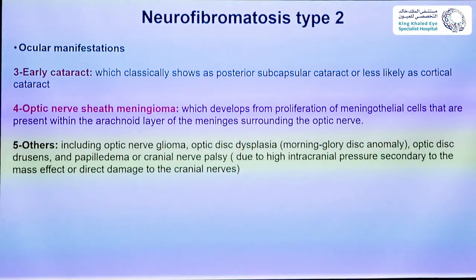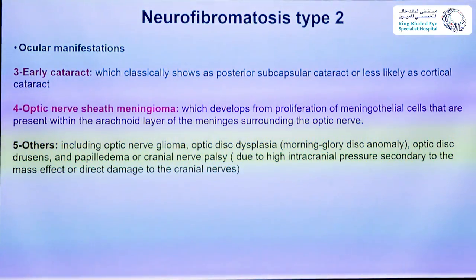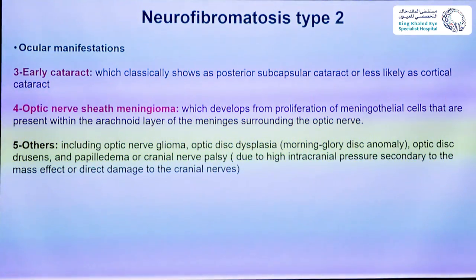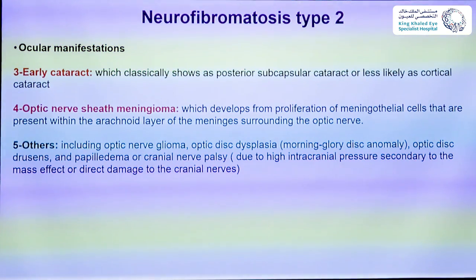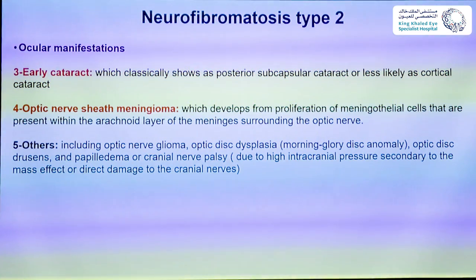This is in contrast to glioma, as we know, because glioma is the proliferation of glial cells, that is, the proliferation of the nerve itself. This is in contrast to meningioma, which is proliferation of the meningoepithelial cells that are around the optic nerve. But again, you can also have optic nerve glioma, and you can have any optic disc lesions, including morning glory. You can also have papilledema and cranial nerve palsy, as in NF1, because of what? Because you have mass effect and secondary rise of the intracranial pressure.